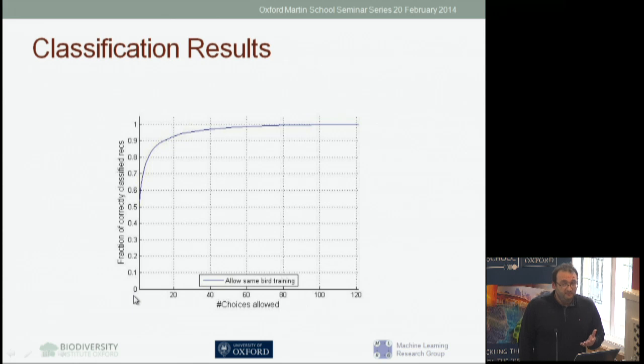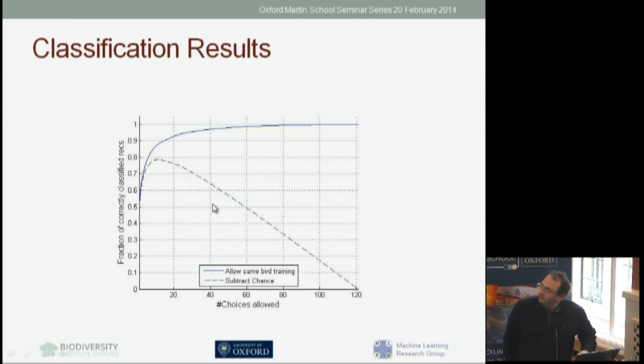Chance would allow 1 over 121 for a correct performance here. And as we increase the number of chances, obviously you go higher up in performance. When you correct for chance, this is just subtracting chance from the result. One thing to stress here is that this is a slightly non-realistic result. In the next few slides, I'm going to show more realistic performance.